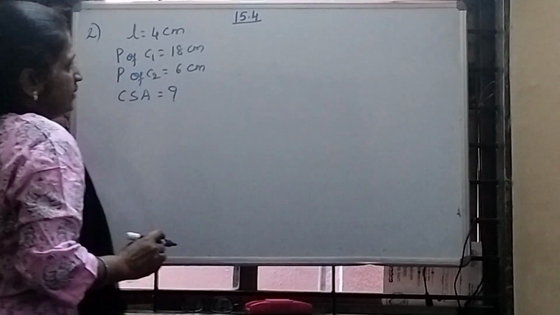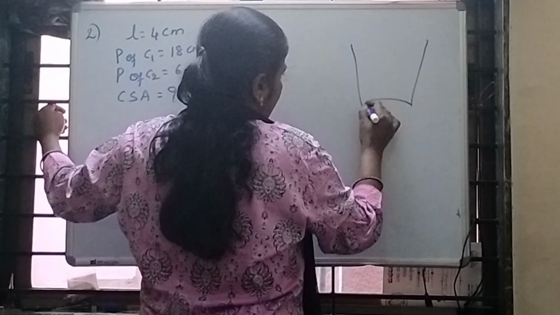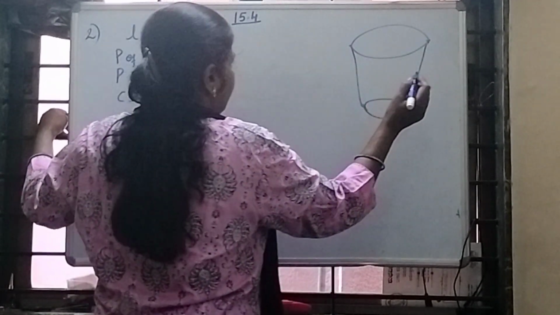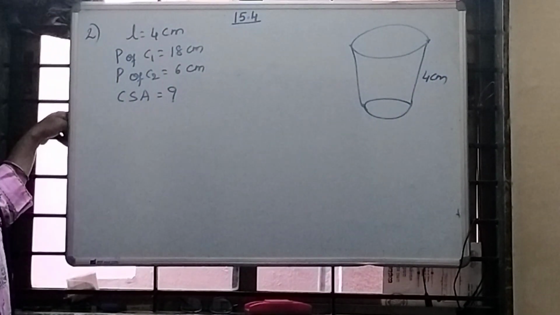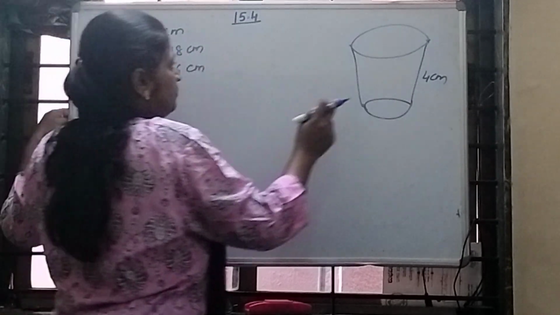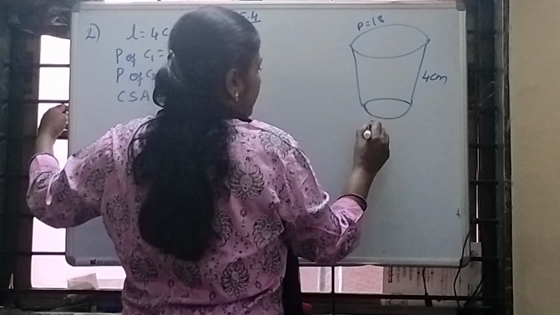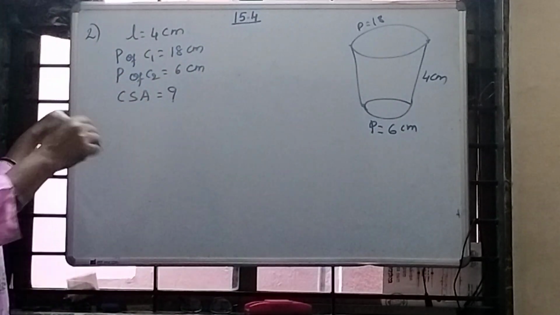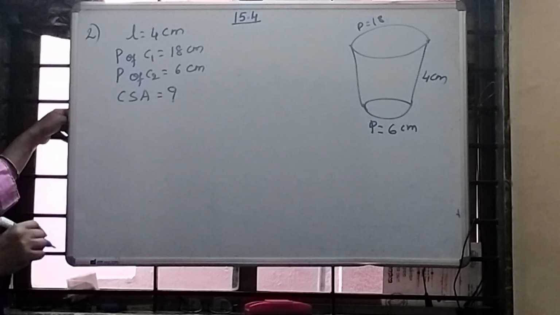Next, again they have given a frustum of cone. The slant height is given as 4 centimeters. Now see, no radii are given. Instead of radius, they have given perimeters. The perimeter of circle 1 is 18 centimeters and the perimeter of circle 2 is 6 centimeters. Using the perimeter of a circle formula, we need to find the radius.